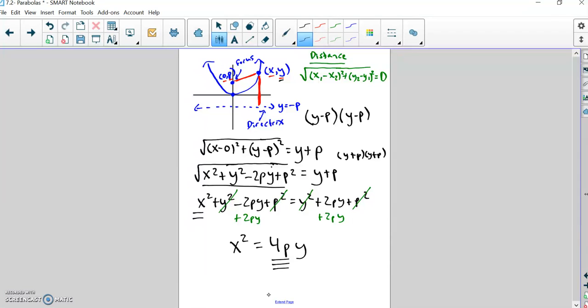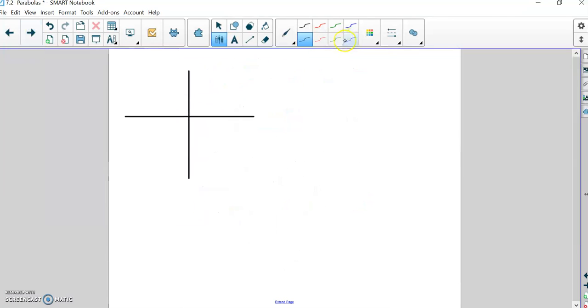Okay. Now, what I have right here is a parabola that opens up. We talked about yesterday that there is also a parabola that can either open to the left or to the right. So I'm not going to go through this process again, but I am going to draw for you what that would look like. So I'll come over here. Let's pick a parabola that opens to the right. Maybe something that looks like this.